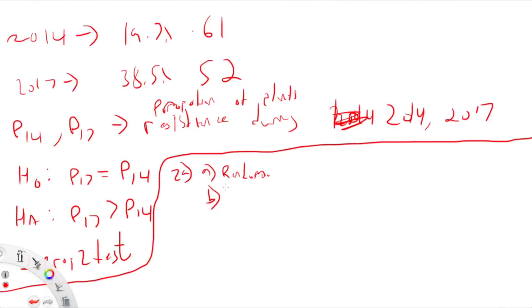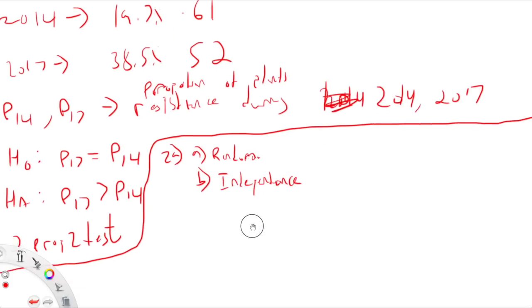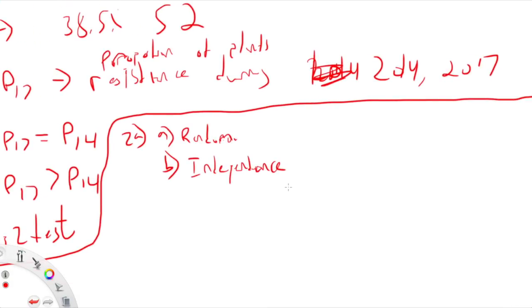For independence, the way we prove this is we'd say, well, the population is sufficiently large such that one sample or one trial does not affect the other. And it's reasonable to assume that the numbers we're given here, which is 61 plants in 2014 and 52 plants in 2017, are considerably less than 10% of all plants grown in that year. So we can assume independence, right? So we have randomness, we have independence.